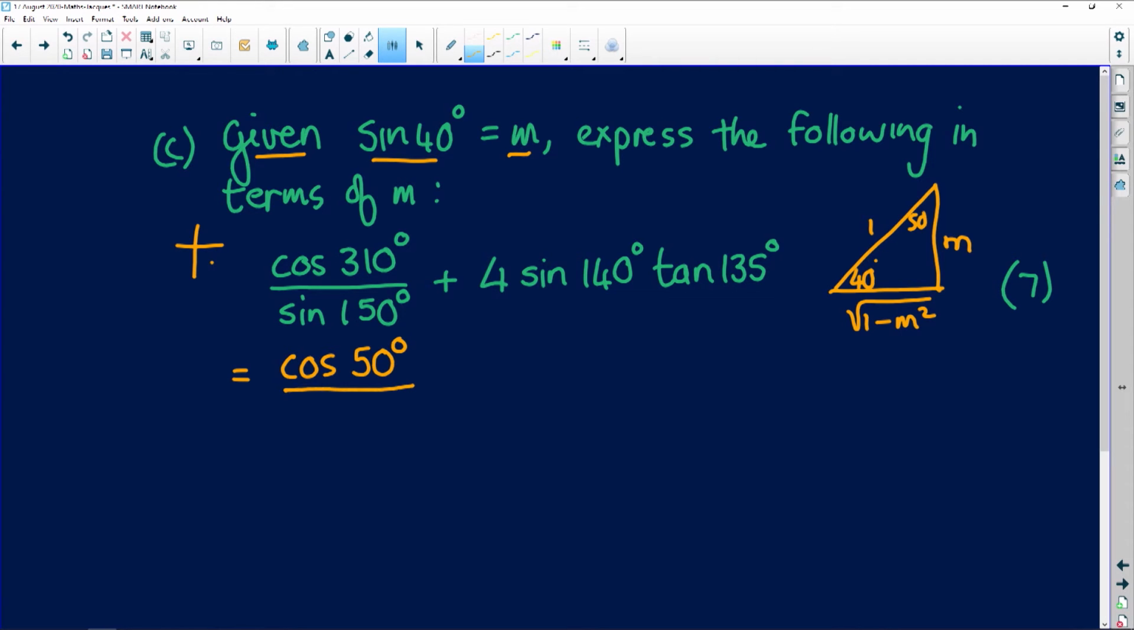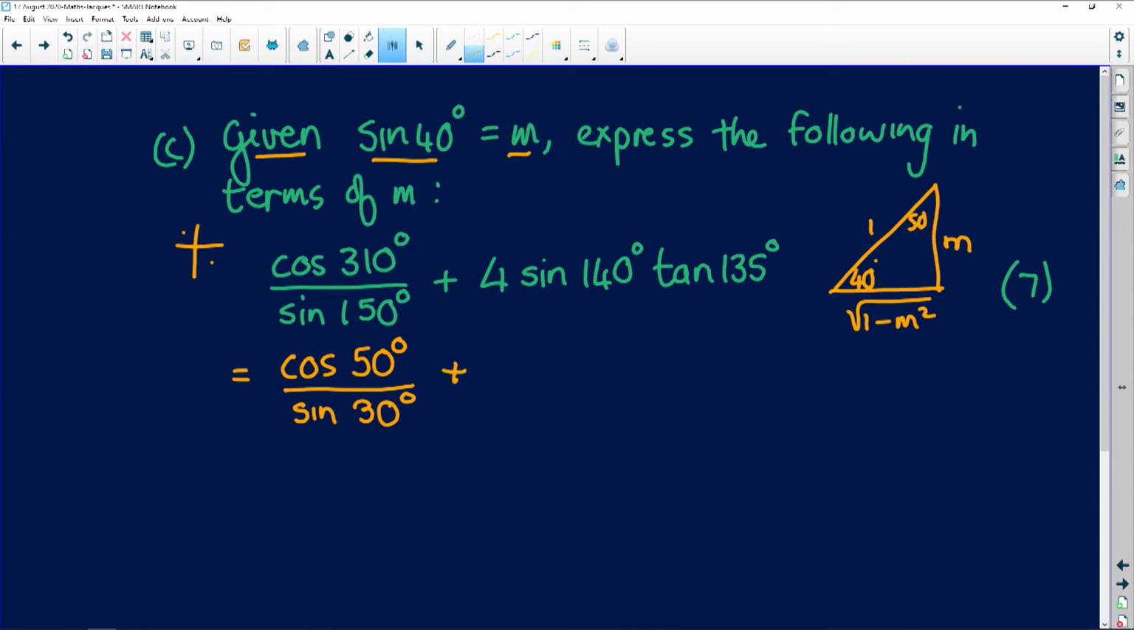Let's look here at the sine of 150. Now the sine of 150 is in the 2nd quadrant. It's 180 minus 30, so that becomes the sine of 30 degrees. Okay, that looks beautiful, that looks promising. We can get rid of the cosine of 50. We can change this as well to a half. The sine of 30 is a half, so that's a special angle.